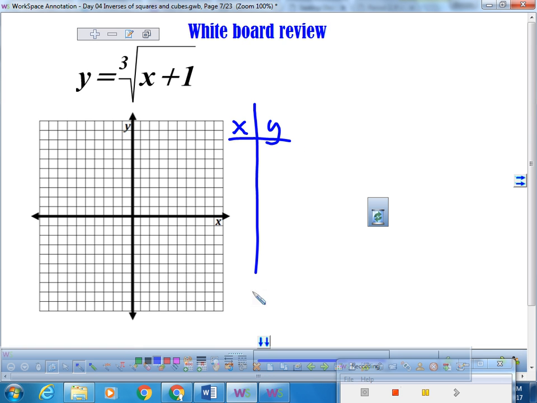Okay. So when I put in 0 and I take the cubed root, I get 0. When I put in 1 and I take the cubed root, I get 1. What's the next number I'm going to put in? 8. And 2. The x and y have been switched. That's it, right?